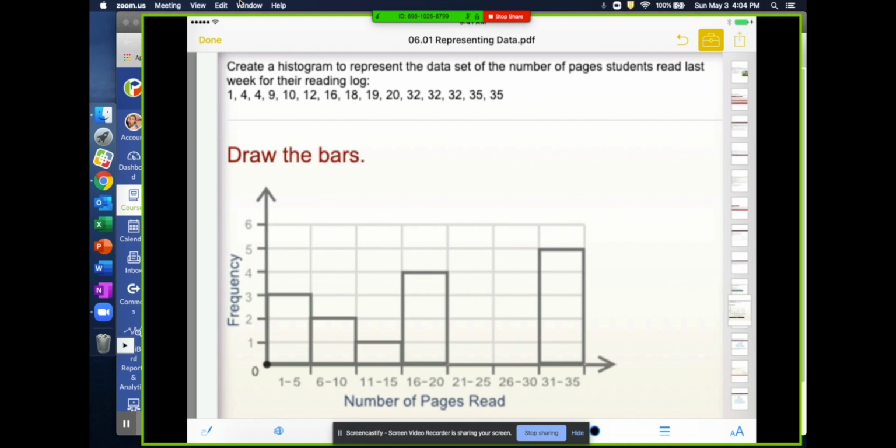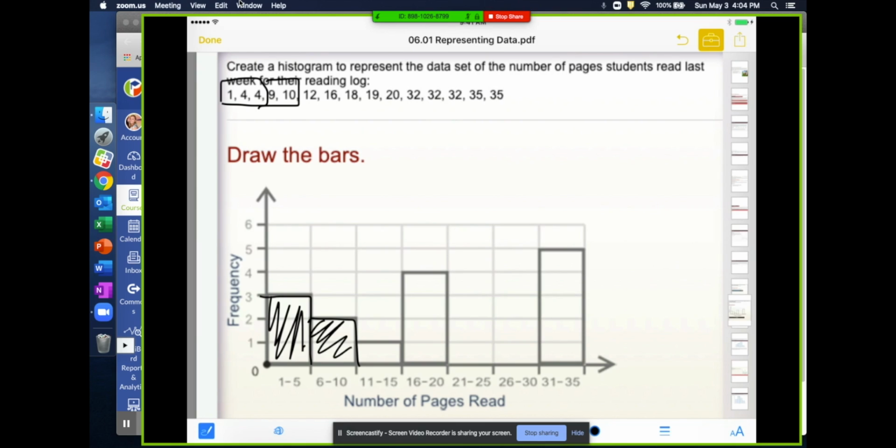So in the bucket or the bin 1 through 5, there's 3. We have 1, 4, 4. So I'm going to draw my bar. It's kind of like a bar graph, but not really. It's called a histogram. I'm going from my bucket 1 through 5 up until 3.